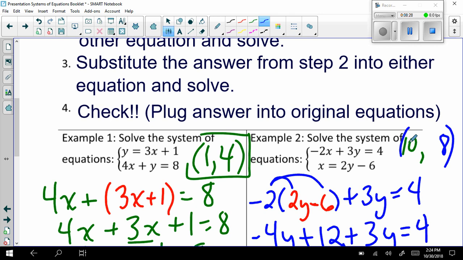Again, I can plug it in. I plug into the first one. I plug 10 in for x, I get negative 20 plus 3, 8 in for y, so negative 20 plus 3 times 8 is 24. That does in fact give me 4. And if I plug it into the second equation, I get 10 equals 2 times 8 is 16 minus 6. That's also true. So this right here is my answer.